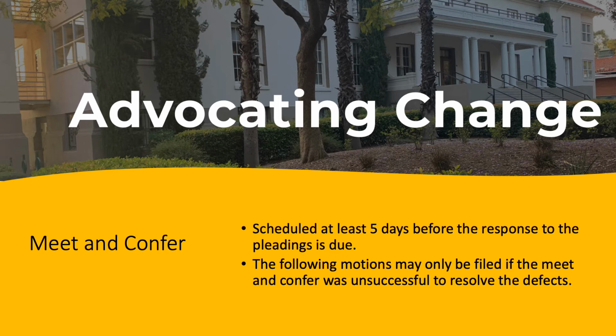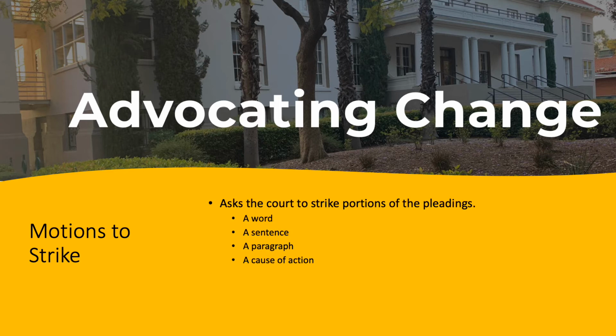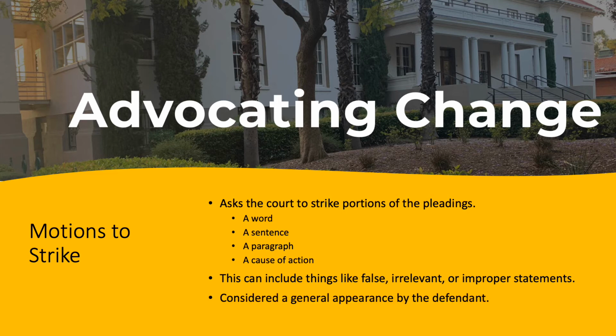A motion to strike will ask the court to strike, which means disregard or remove, portions of the pleadings. These portions may include words, sentences, paragraphs, and possibly an entire cause of action. The defendant asks for these portions to be removed because they are false, irrelevant, or improper. These may be things like a personal attack made by the plaintiff about the defendant's character or personality. It can also include contradictory statements and improper claims for damages. A motion to strike is considered a general appearance by the defendant.